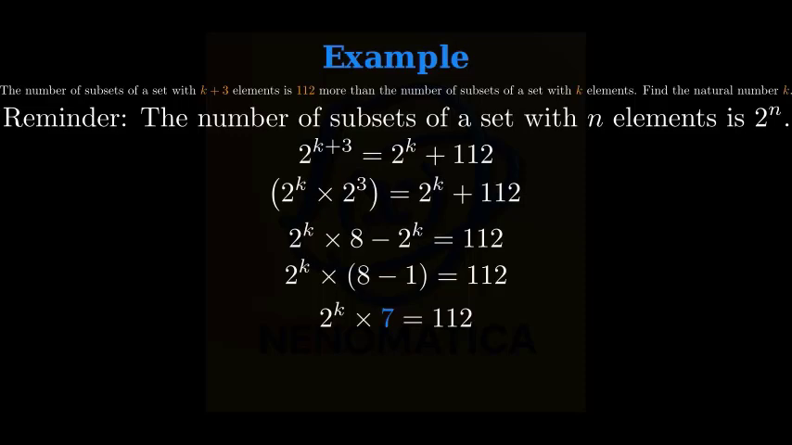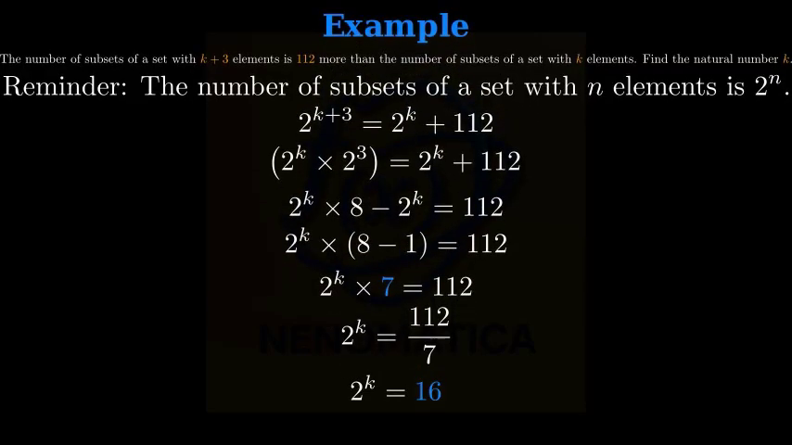So 2 raised to the power of k equals 112 divided by 7. When we calculate 112 divided by 7, we get 16. So 2 raised to the power of k equals 16. Now we need to find k.